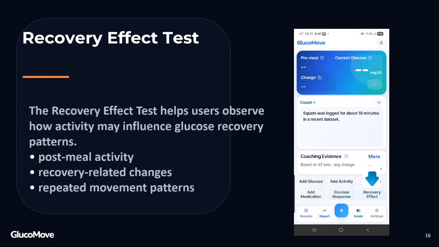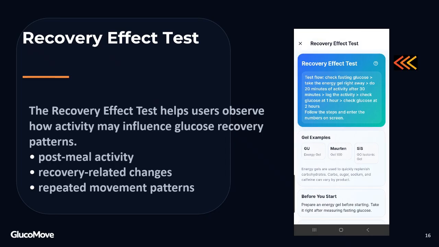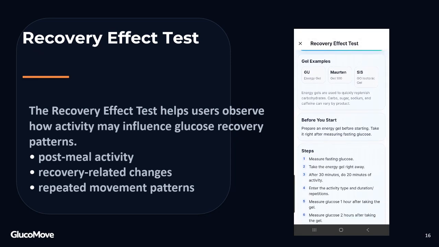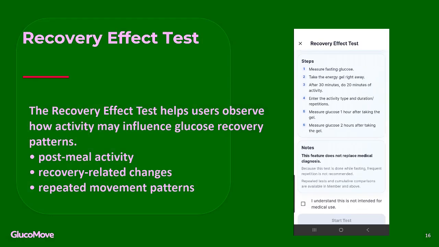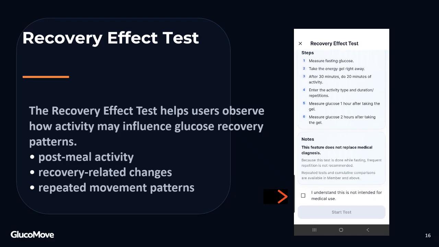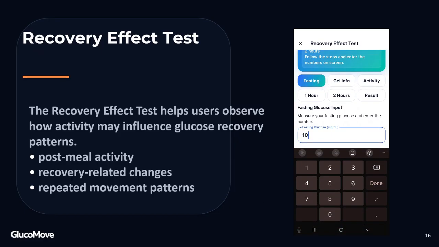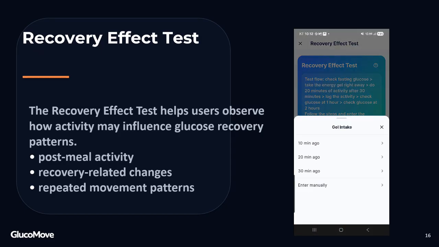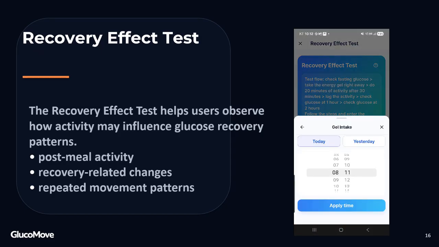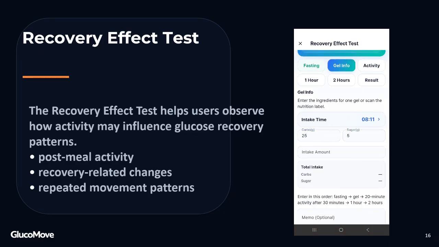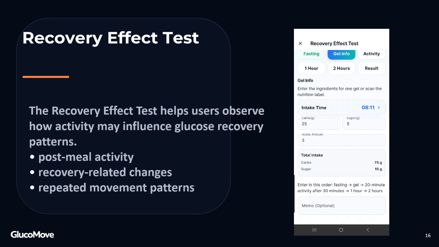The recovery effect test is designed to help users observe how activity may influence glucose recovery patterns. For example, walking after meals, light movement, or different activity timing may influence how glucose changes over time. The test structure helps users compare recovery-related patterns in a more organized way. Over time, repeated tests may help users better recognize how movement and timing affect glucose recovery. The goal is not to evaluate one exercise session in isolation. The goal is to better understand repeated recovery-related behaviors through connected datasets and context.